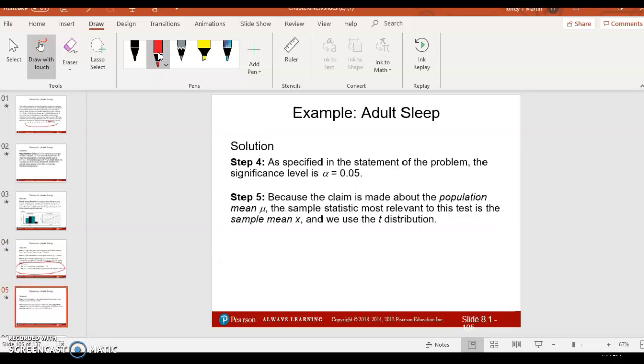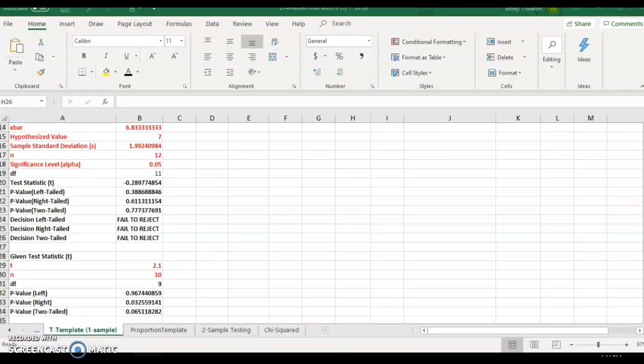We're going to be working with an alpha, our significance level, of 0.05. I'm just going to pop out of here for a second and go to the master spreadsheet. Again, you're going to want to use the T template one sample here.